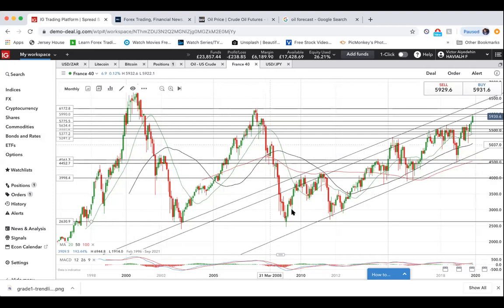For example, we wouldn't call this a range because it's a channel, an ascending channel. But look at this top line here, this high that I've been talking about, and look at this bottom line here. This is a range. And this is a long-term range because this is a monthly chart, remember? This is the bottom of the range. This is the top of the range.